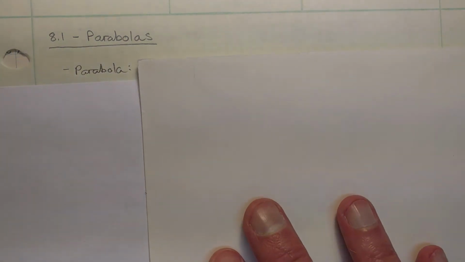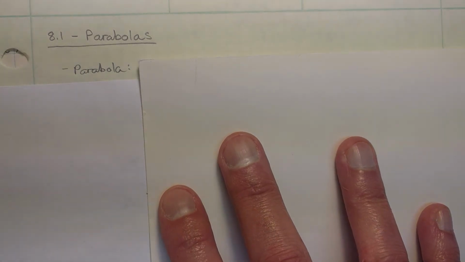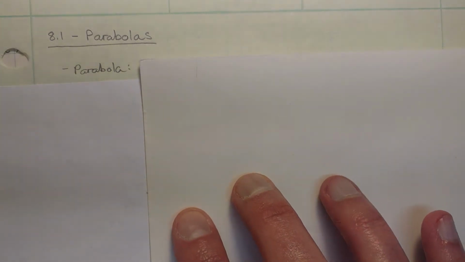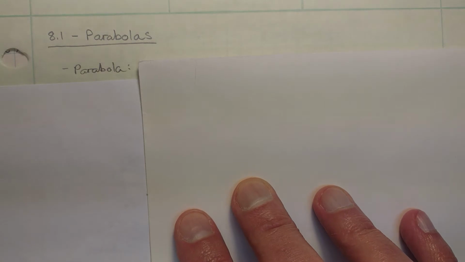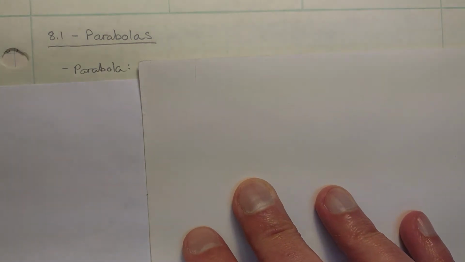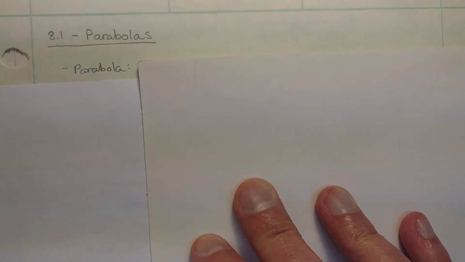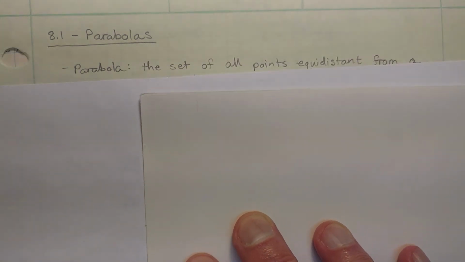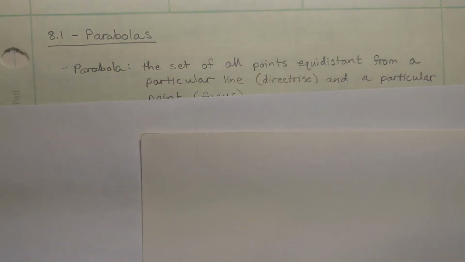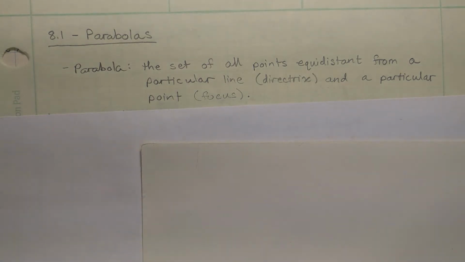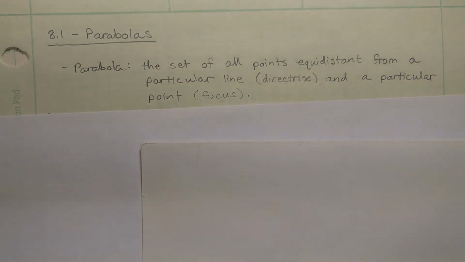So what is a parabola? Well, a parabola is a unique shape that's defined mathematically. We can define it based on its equation, or we can define it based on its physical characteristics. Our first approach is to define it based on its physical characteristics. We say it's the set of all points that are equidistant, meaning the same distance, from a particular line, called the directrix, and a particular point called the focus.